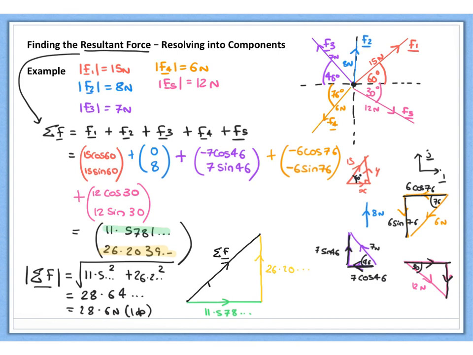If I want to, I can then calculate my angle here, theta, using trigonometry. So I need to do arc tan of 26.2... divided by 11.578. And that gives me an angle of 66.161, 66.2 degrees to one decimal place.